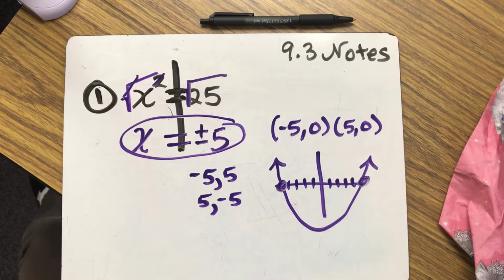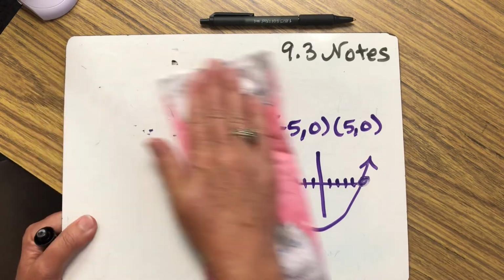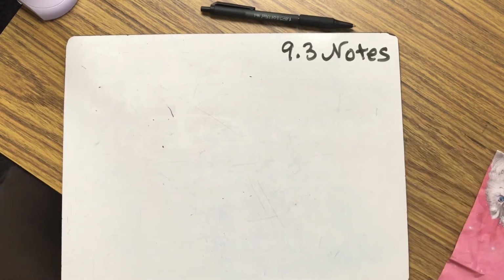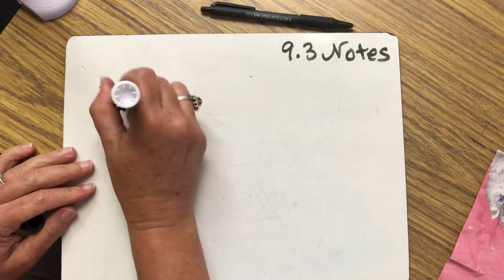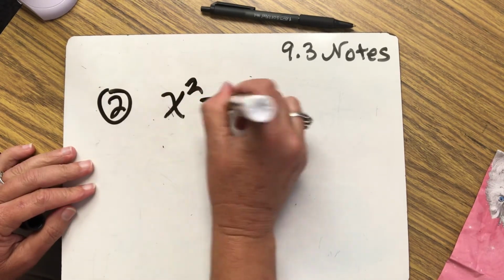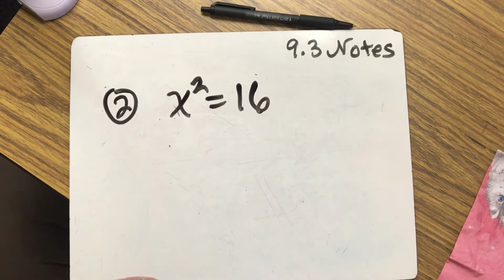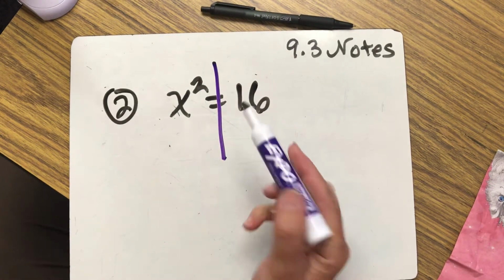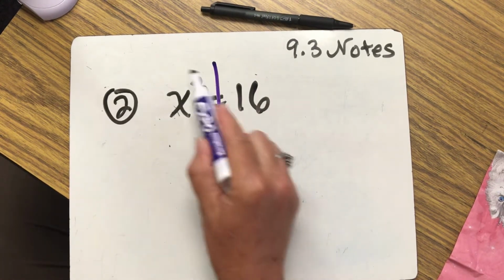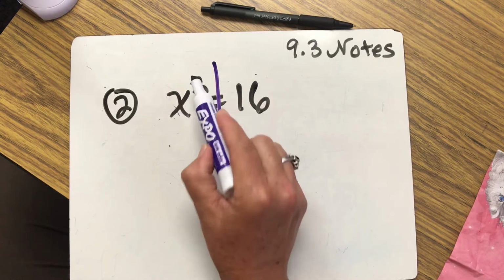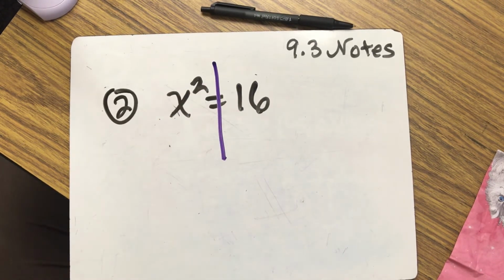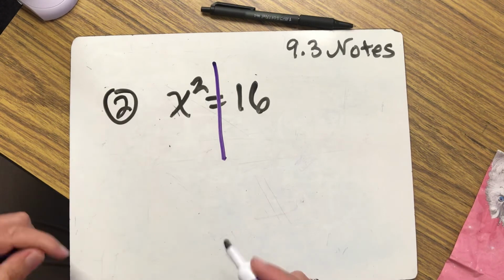Okay, let's try question number 2. So I'm going to erase. We're still on our 9-3 notes. Question number 2 is x squared equals 16. Great. So the first thing we do is we draw our line. I look to the left of the line. If the only thing I see over here is the letter with that little square of 2, I know I have isolated the variable. That means I have gotten that letter alone.